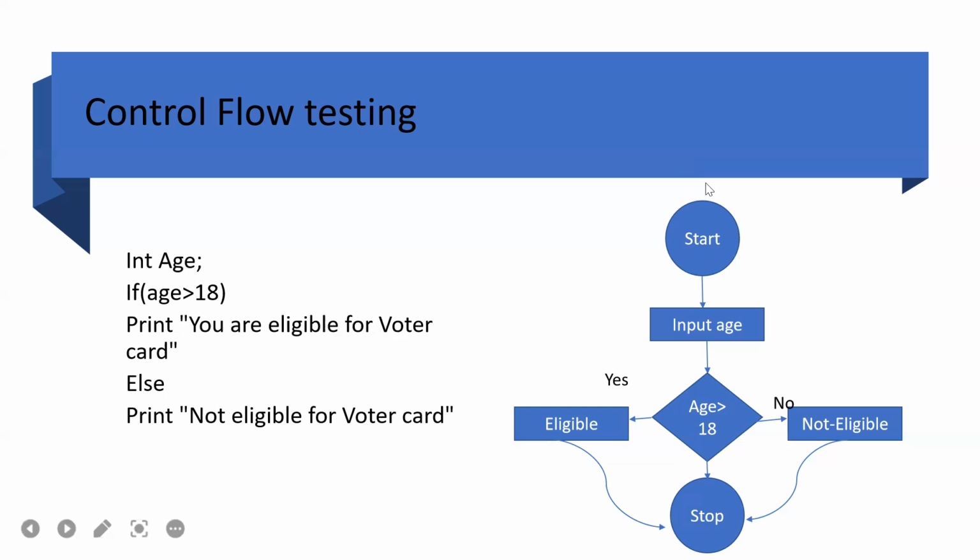And what will happen if I give age of 20? This flow will take place, right? If I give 2 as age, this flow should take place. So this is how, using the control flow testing method, they will write their unit test cases. Okay. Understood what control flow testing is?